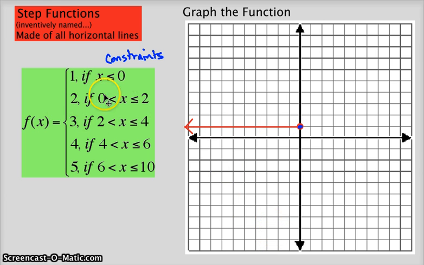The same thing goes for the second piece. Now f of x equals 2. So I'm going to be up at y equals 2, a horizontal line right up here at y equals 2. But traveling from 0, and notice no equal sign. So at x equals 0 up at 2, I'm thinking open circle.